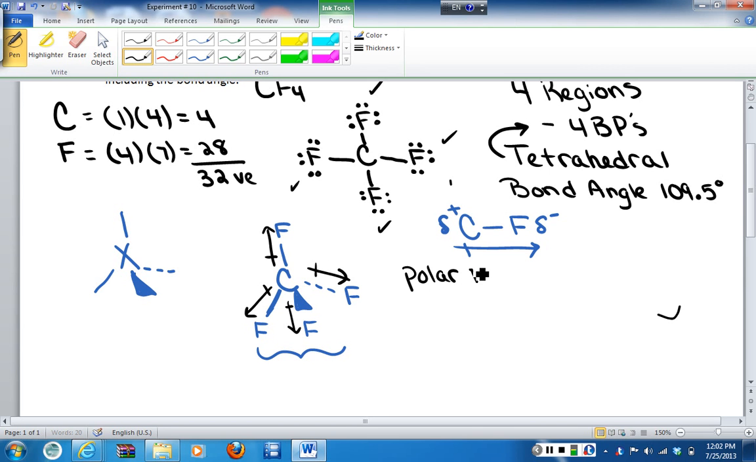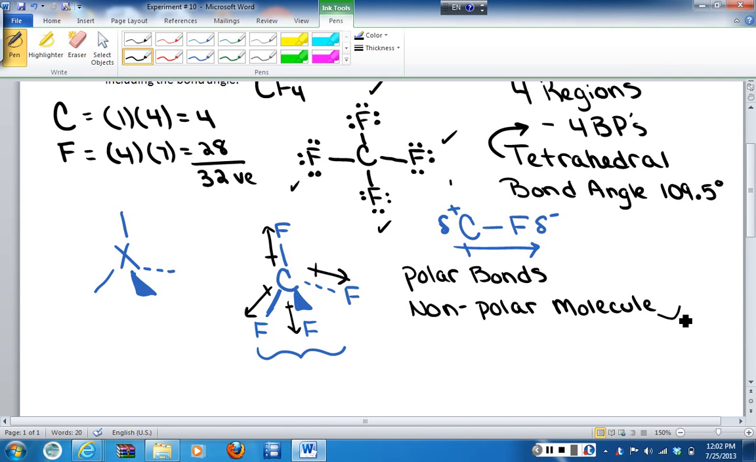Now, looking at this molecule, you can see that this has polar bonds. And if we consider the molecule itself, it looks pretty clear that since all of the bonds are 109.5 degrees apart, they all go in opposite directions, and therefore they all cancel themselves out. So this would be a non-polar molecule. So even though we have polar bonds, we are a non-polar molecule.